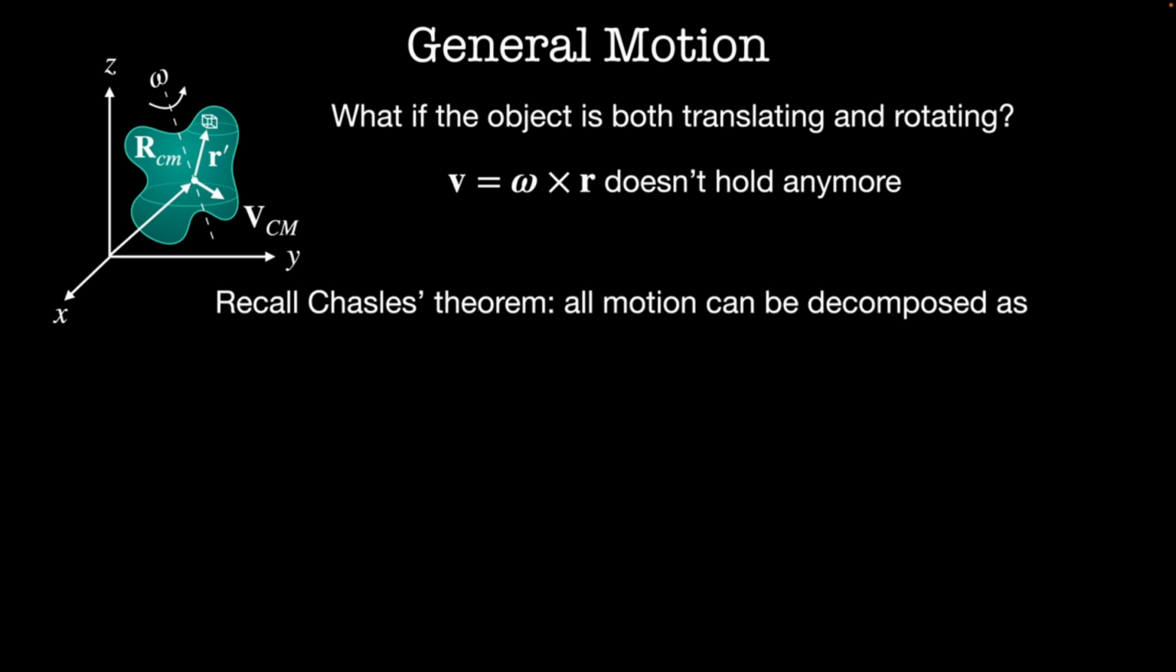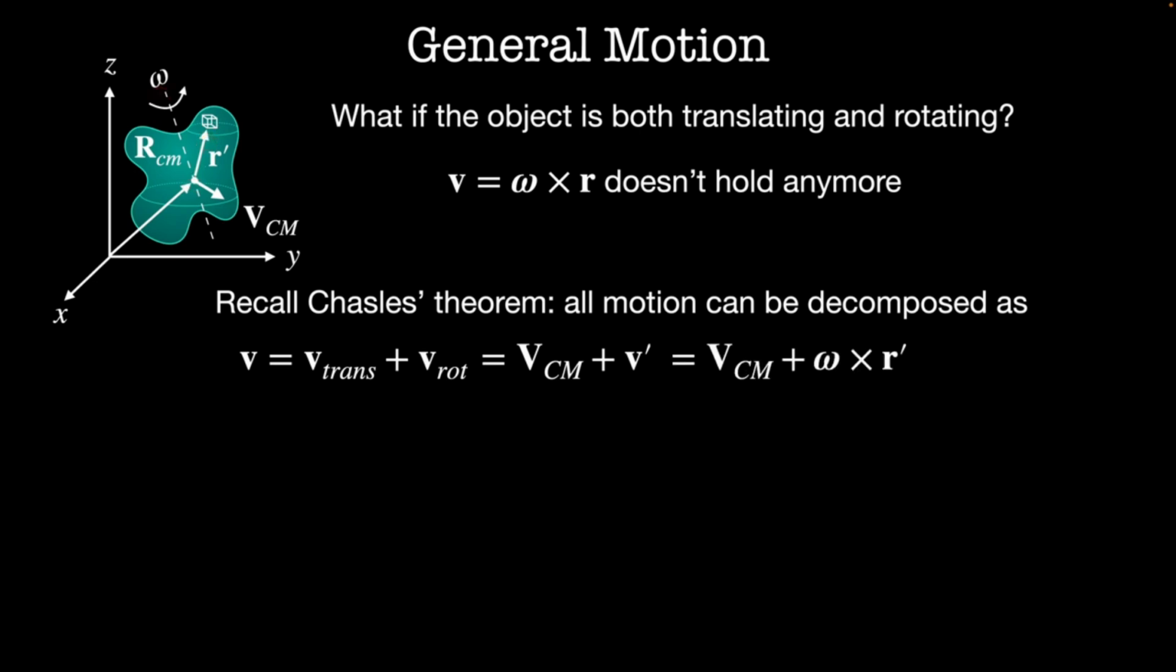From Chasles' theorem, we know that all motion can be decomposed as the sum of a translational velocity and a rotational velocity. So here the translational velocity is vcm, and the rotational velocity is v prime. Since the axis of rotation passes through rcm, we can now use that in the simplification. So we find that v prime is equal to omega cross r prime, where r prime is this distance here.